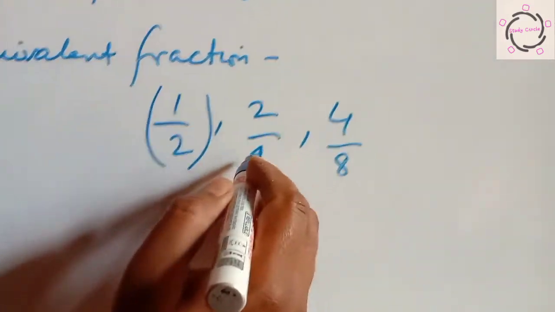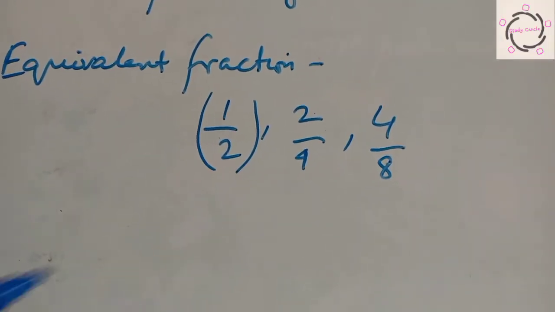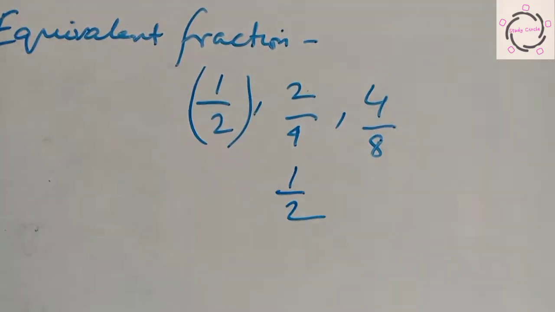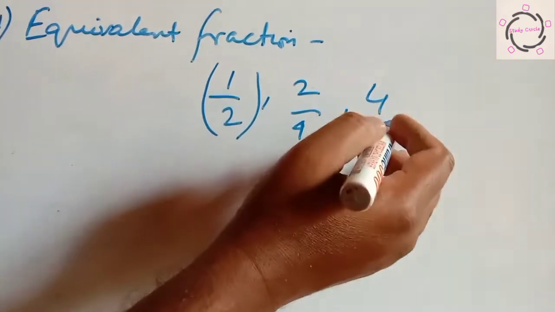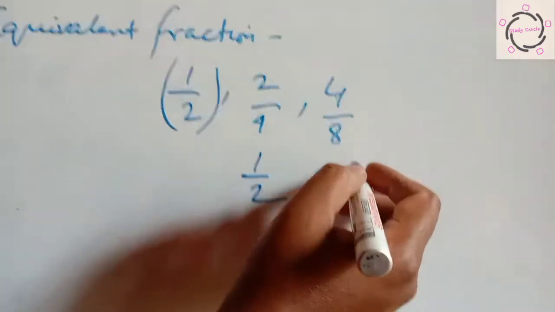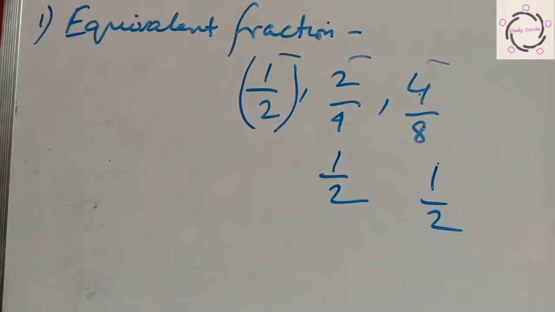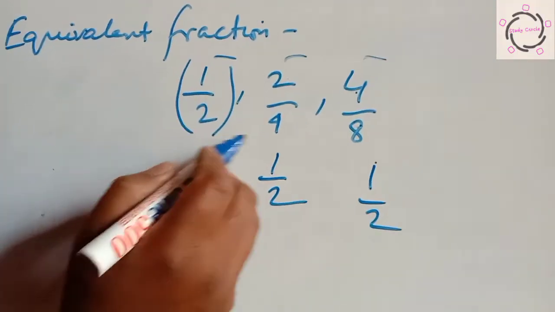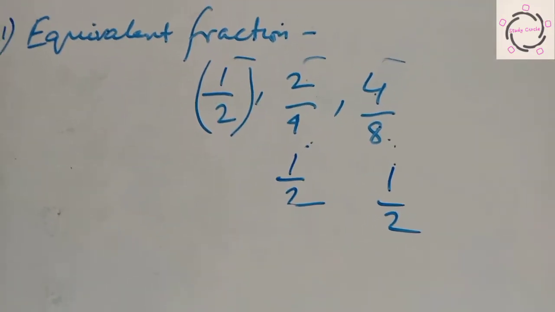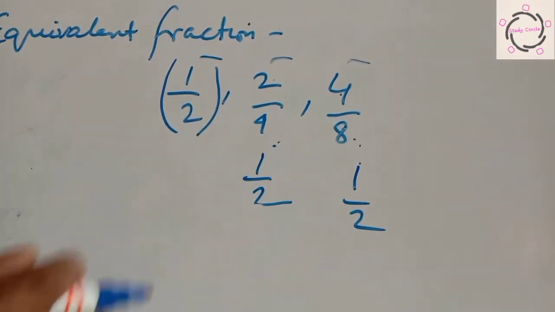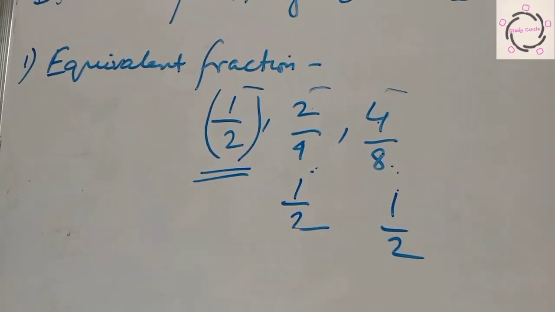Now 2/4, if I divide the numerator by 2 and the denominator by 2, it comes to half. 4/8, if I divide both numbers by 4, it comes to 1/2. So all these three are equivalent fractions, because when the numerator and denominator are divided by a common number, it comes to the least possible number.